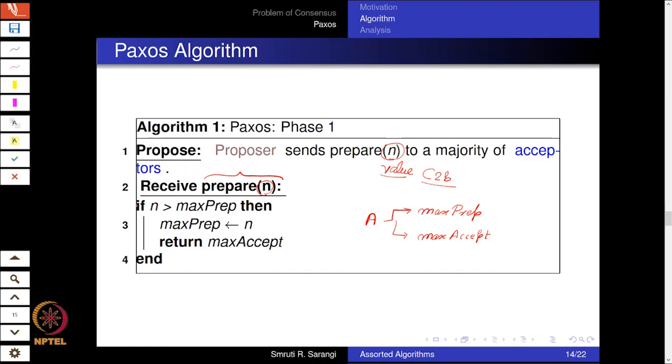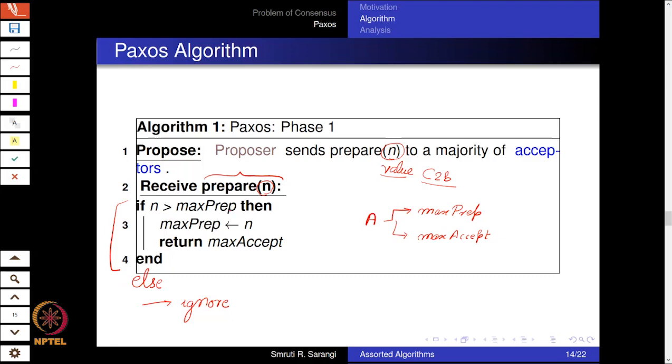The prepare message is accepted by an acceptor only if n is greater than max prep. Mind you, n cannot be equal to max prep because message numbers are assumed to be unique. So only if n is greater than max prep is the proposal accepted. Otherwise, we can add an else over here. We just don't do anything. We just ignore it and nothing goes back to the proposer. Or we can send a NAK, a negative acknowledgement, saying that this proposal has failed. So assuming it is accepted, we set max prep to n.